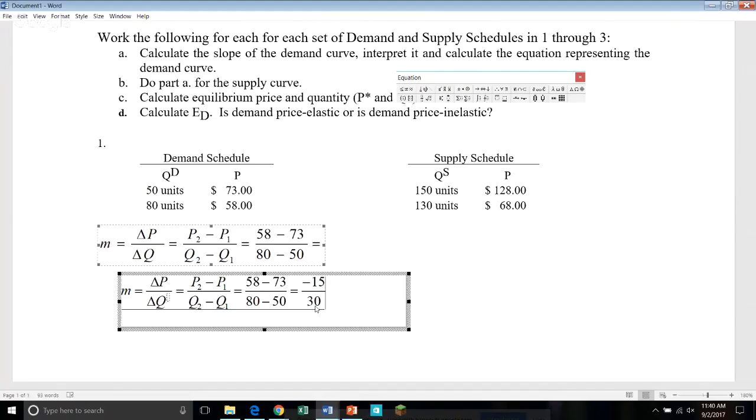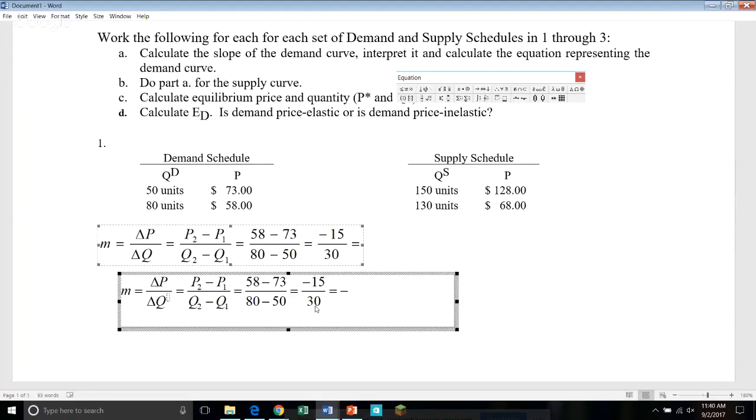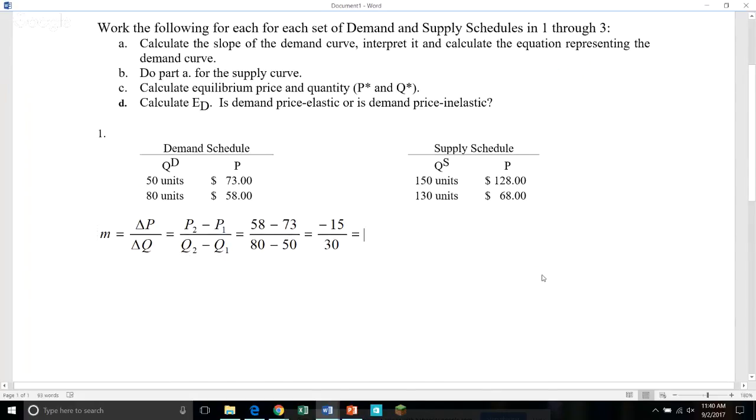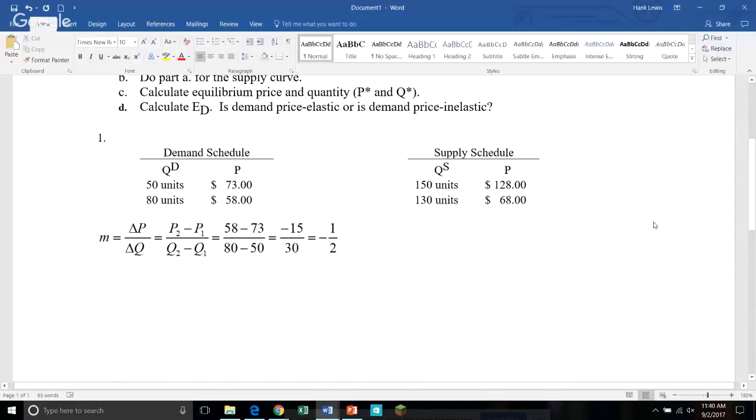Now, next step here is I like to bring the minus sign out to the front because whatever this fraction is going to be, it's clearly negative. And for demand, it has to be negative. But we are not, everybody listen up, not using decimals. 30 and 15 have a common factor, and that's 15. And so if I factor 15 out of the top, I'm left with a 1. And if I factor 15 out of the bottom, I'm left with a 2. And so the slope of that demand curve is equal to negative 1/2. Do not use negative 0.50 because we will not use decimals for slopes that are not whole numbers.